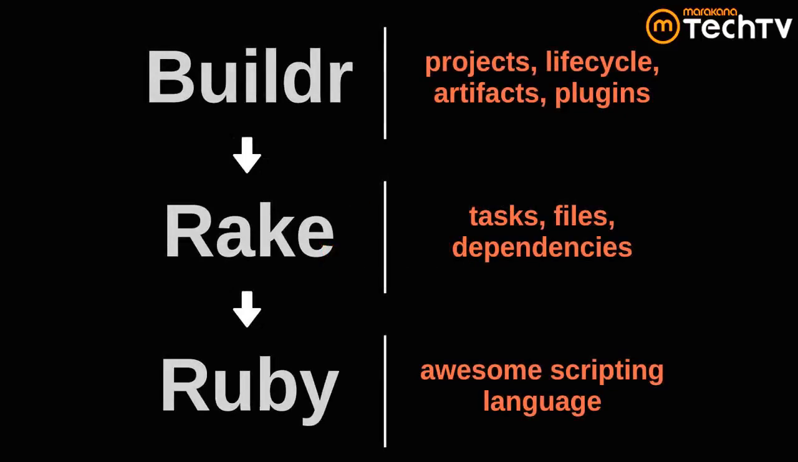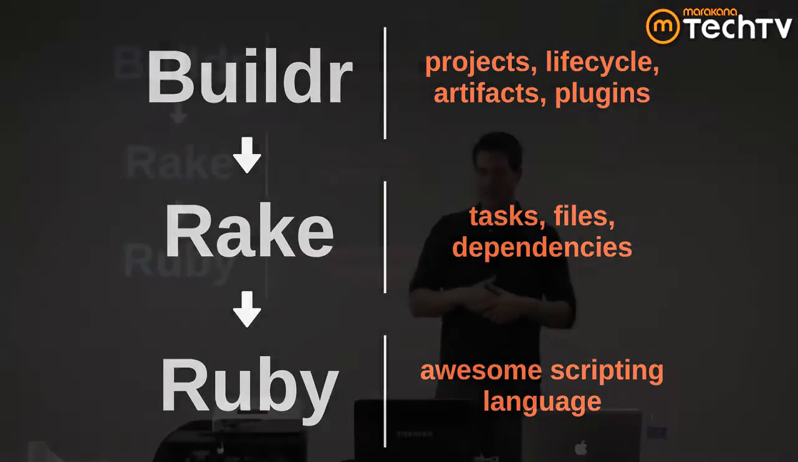So Buildr is built on another tool called Rake, and Rake is sort of the Ruby make. It's a tool that existed before. If you're familiar with Make, it's sort of the same philosophy. And Rake itself is built on top of Ruby. So there are sort of three layers in the stack here.